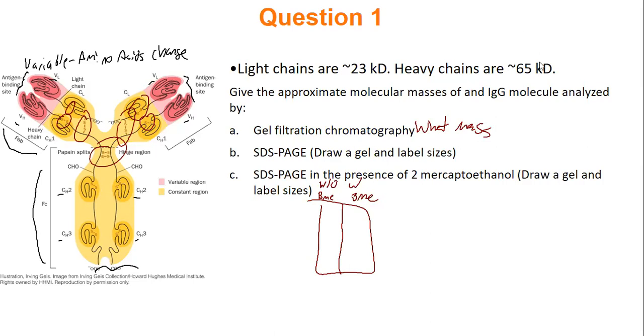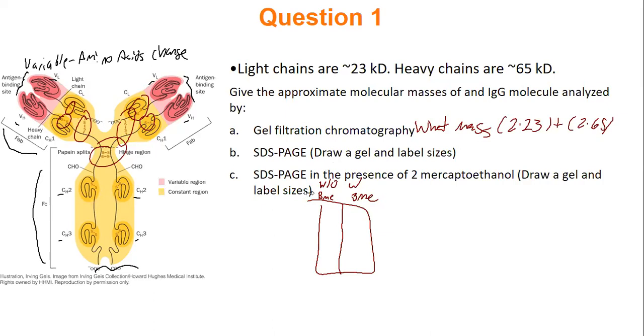So 23 times 2 for both the light chains, and then plus 65 for one. So there's 2 heavy chains. All right. So if I do gel filtration, your math is more or less correct. It would be the weight of 2 light chains plus 2 heavy chains, right? So each antibody is made out of 2 light chains and 2 heavy chains.